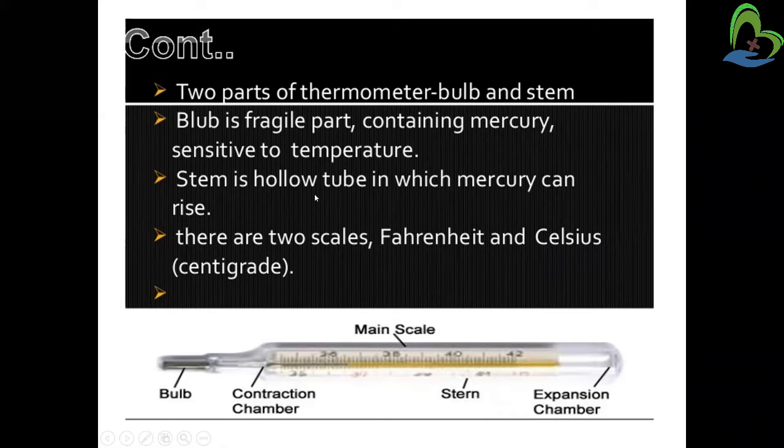Next, the stem is a hollow tube in which the mercury can rise. Here we can see the stem, where the mercury rises according to the fever the patient is having. It will fluctuate and then stop at one point where the temperature is assessed. Now, there are two scales in which the temperature is noted, Fahrenheit and Celsius.